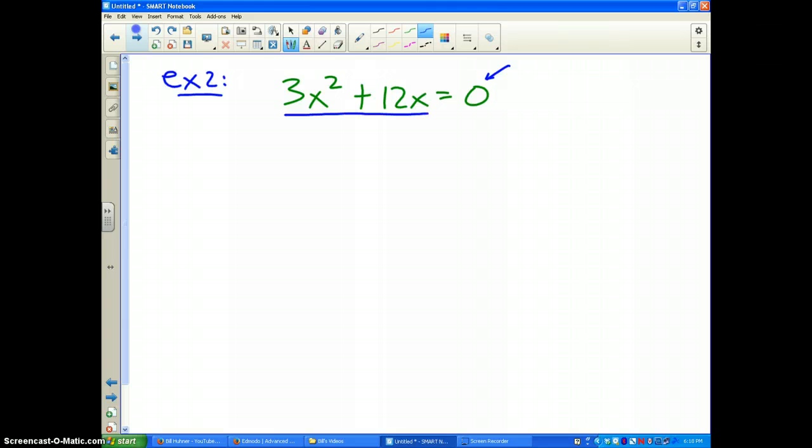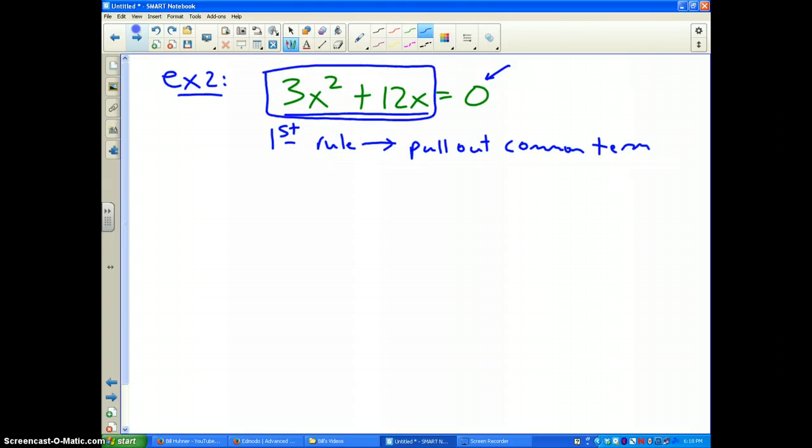But if you recall from my factoring videos, the first rule is to pull out the common term. Now, on the last problem, there wasn't a common term, but there is this time. And if you look at the terms, you notice the coefficients are 3 and 12. Well, obviously, they're both divisible by 3. And if you notice, both terms have an x in them. This side has 2, and that has 1. I'm going to pull out an x.